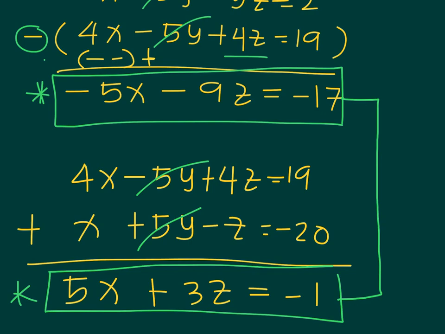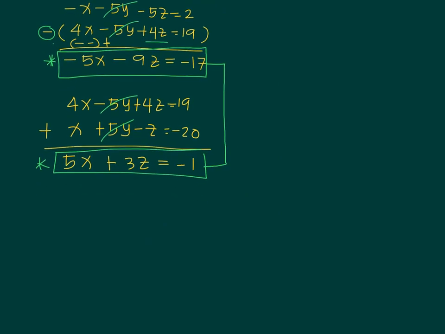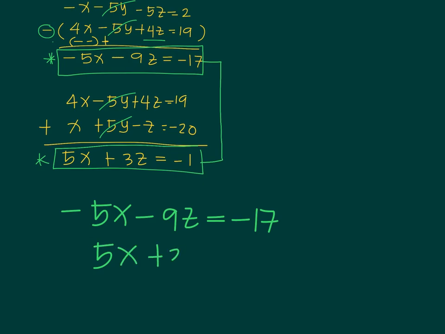Okay, so the next thing that we have to do now is to get these two equations, pair them up. So we have minus 5x minus 9z equals negative 17, 5x plus 3z equals negative 1. And it's up to you which variables to eliminate. So decide which is easier. Is it the x and the z?